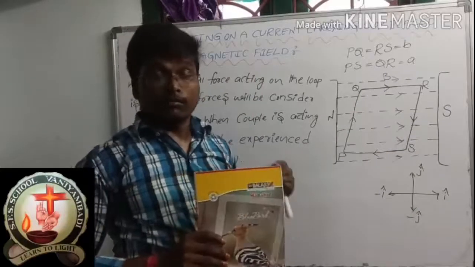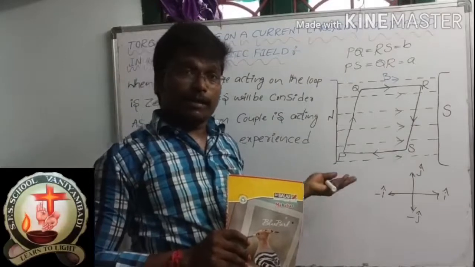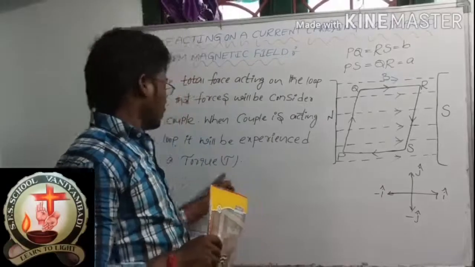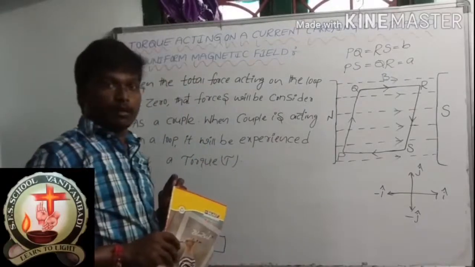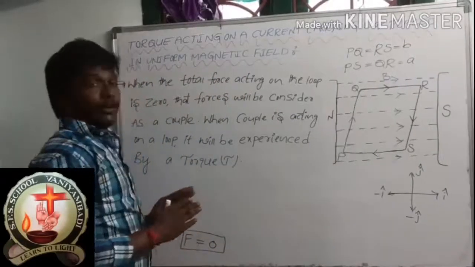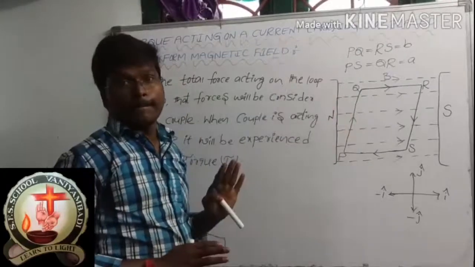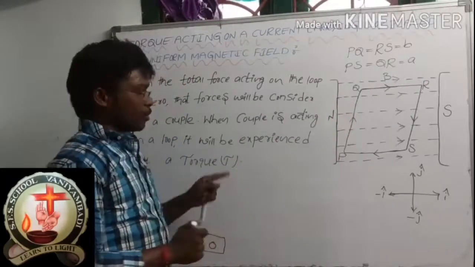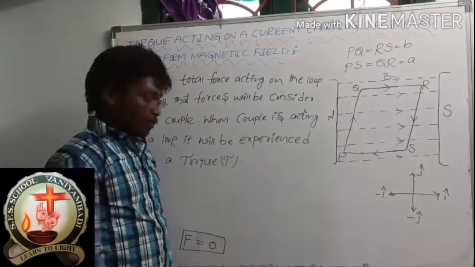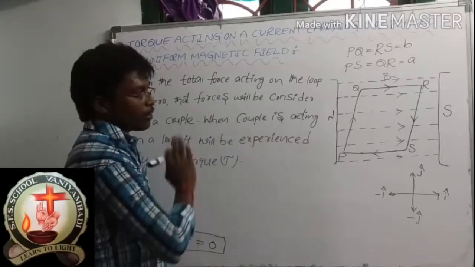Okay. So the two forces we are considering form a couple. When the couple is acting on that loop, the loop will experience a torque. Now we have to find the torque acting on this loop. The total force acting on the loop is zero, so only torque is produced. We have to find the torque.